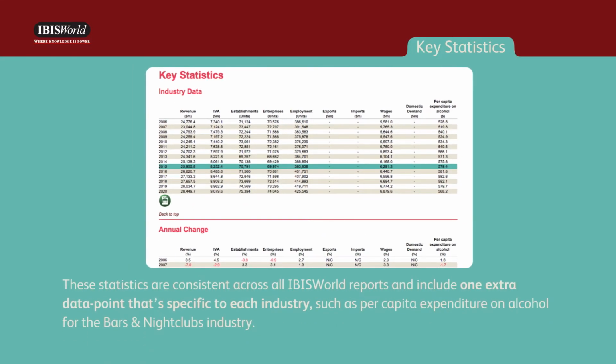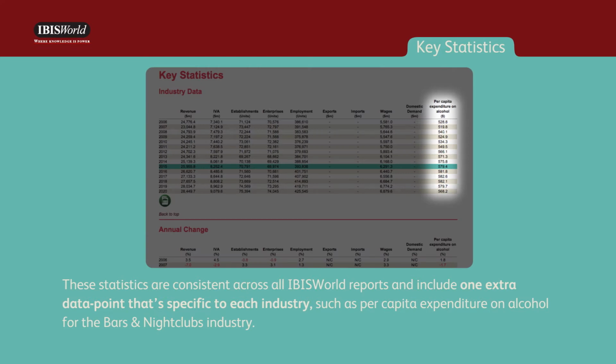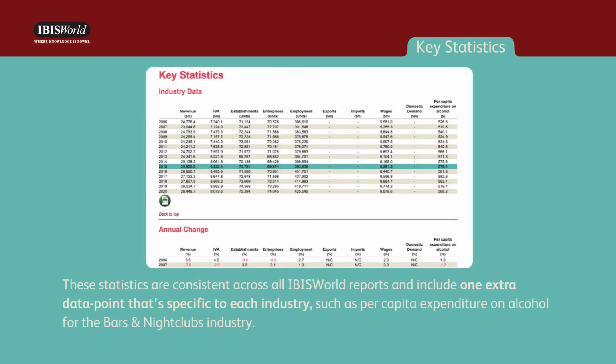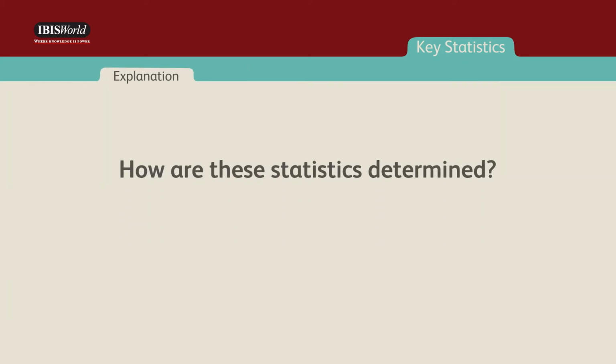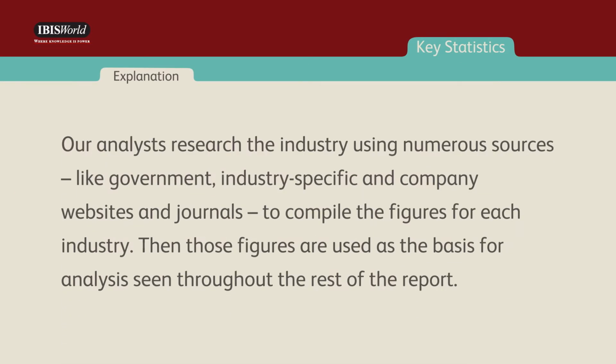These statistics are consistent across all IBISWorld reports and include one extra data point that's specific to each industry, such as per capita expenditure on alcohol for the bars and nightclubs industry. How are these statistics determined? Our analysts research the industry using numerous sources, like government, industry-specific, and company websites and journals, to compile the figures for each industry. Then those figures are used as the basis for analysis seen throughout the rest of the report.